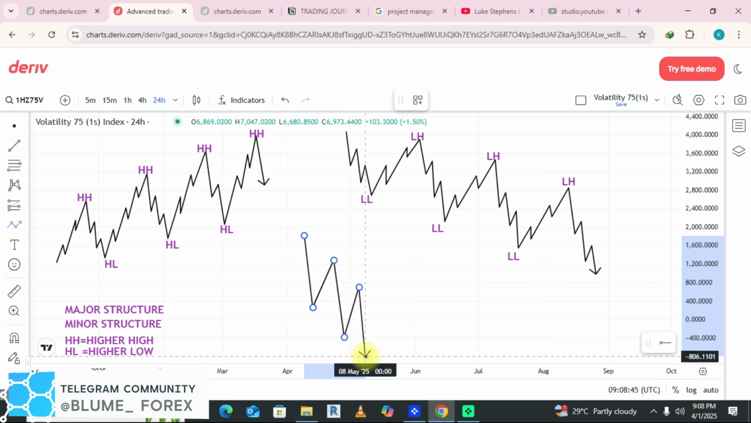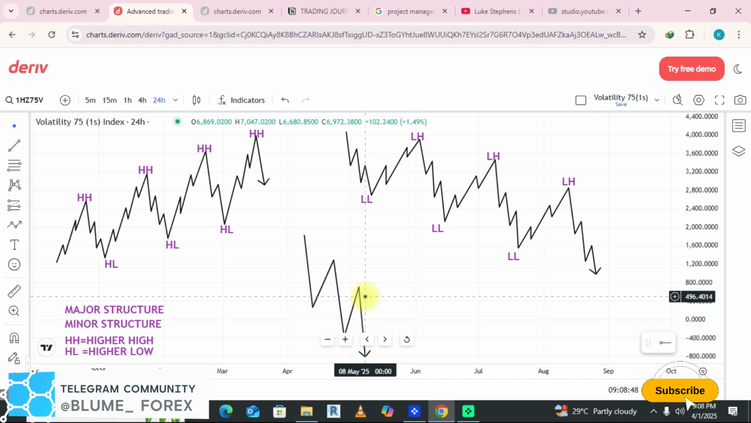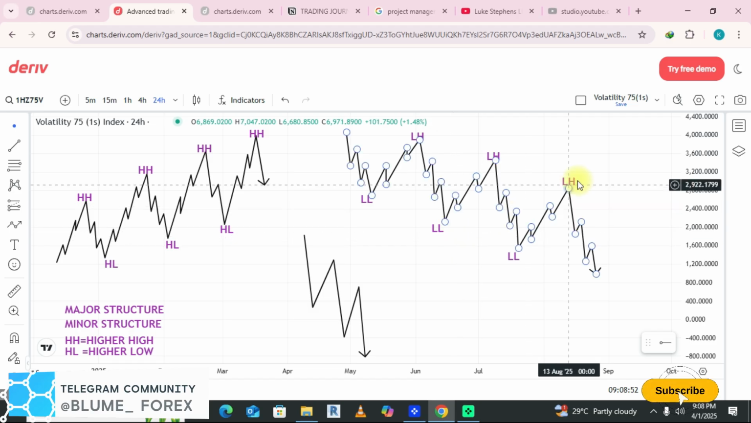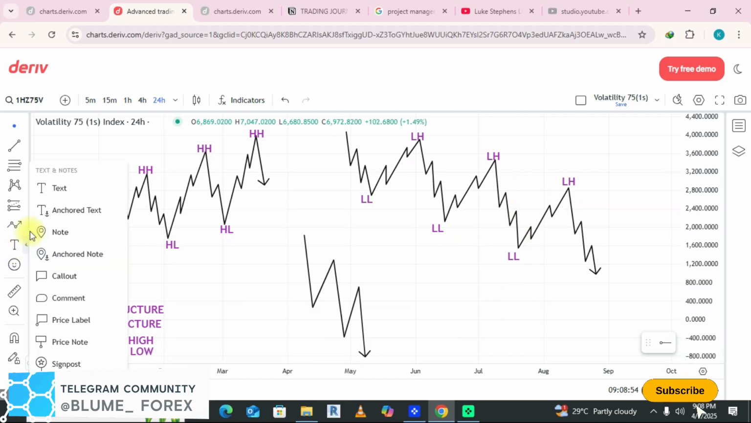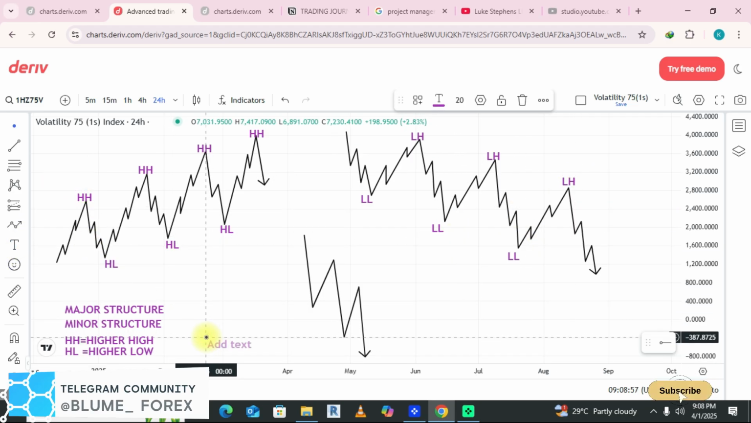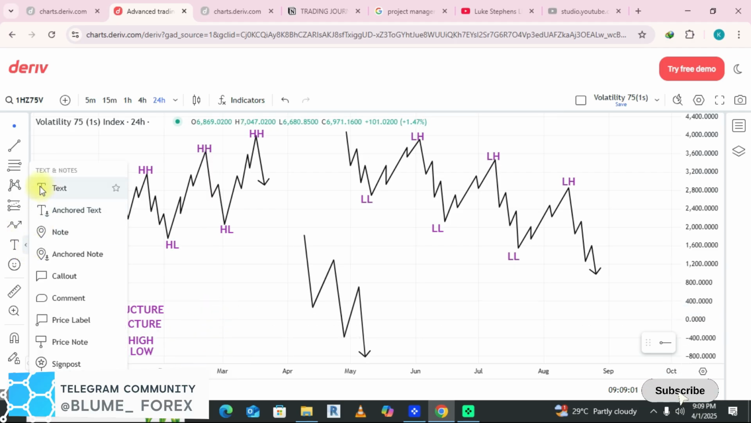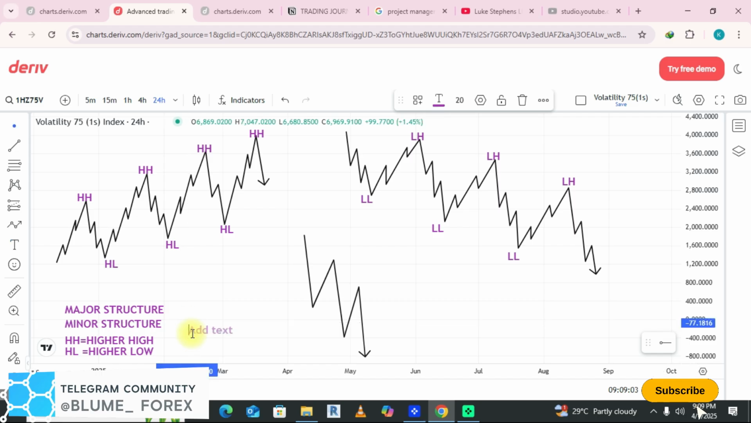exhaust, push down, right? So in a downtrend market, we form a series of what? Lower highs, lower lows. We form a series of lower highs, LH, right? Lower high, and then LL, which is lower low.